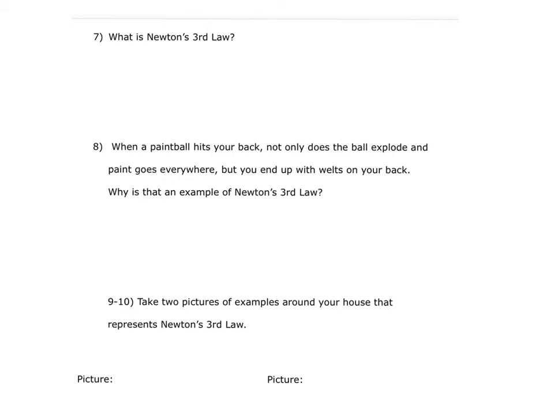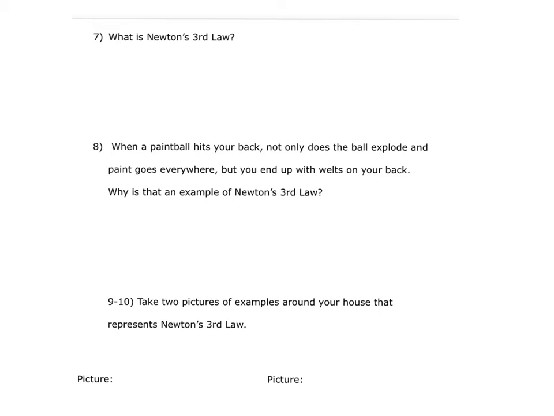Now, number 7 is asking, what is Newton's third law? This is the law that says that every action has an equal and opposite reaction. Basically, if you hit something, it hits you back with the same force. So when a paintball hits your back, not only does the ball explode and paint goes everywhere, but you end up with welts on your back. Why is this an example of Newton's third law?